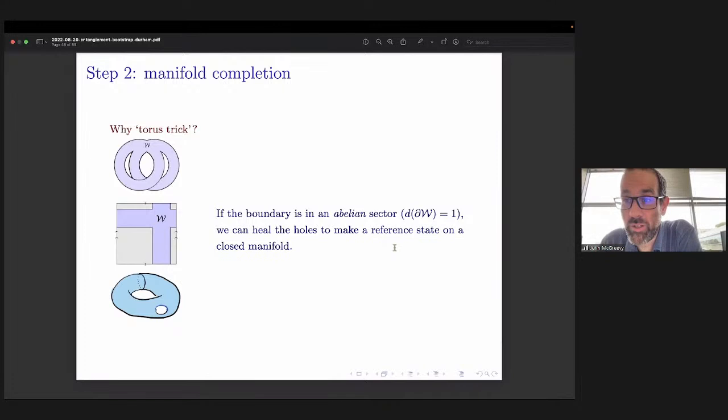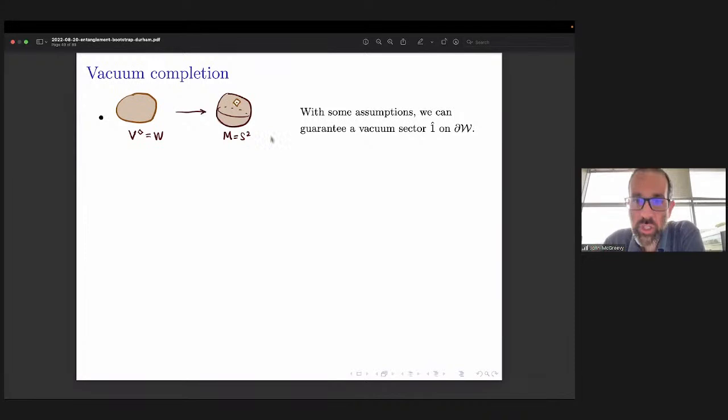And so there's this notion of vacuum completion, which is, with some extra assumptions about the regions that we're working with, we can guarantee that there's a vacuum sector, and so therefore we can fill in the hole. So one example is, starting with the state on the ball, I can fill in the hole to make a sphere. That's the simplest example, and this is extremely useful because then I can deform regions around the back of the sphere, for example. It helps a lot.